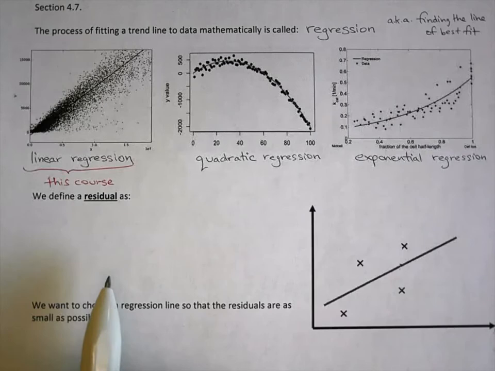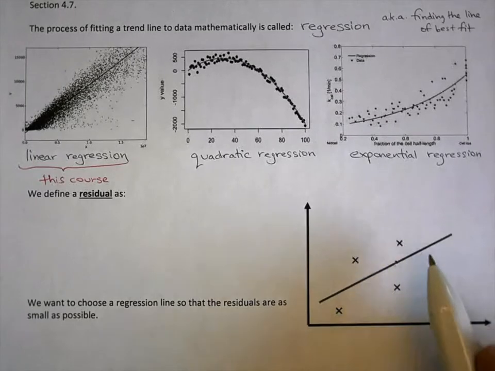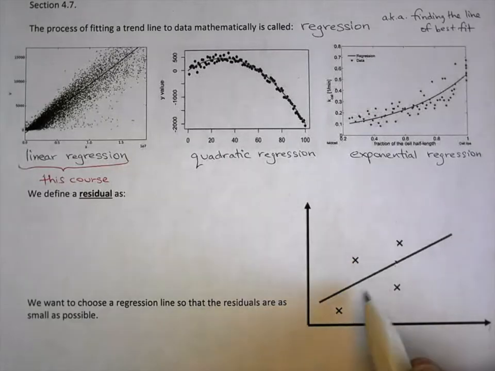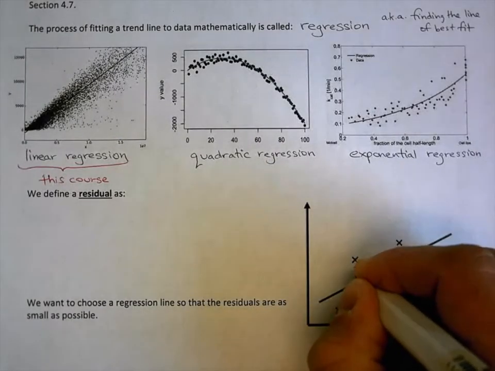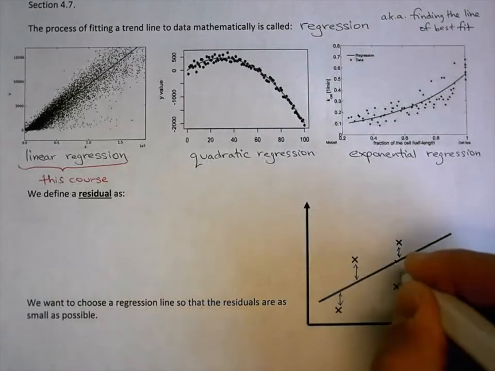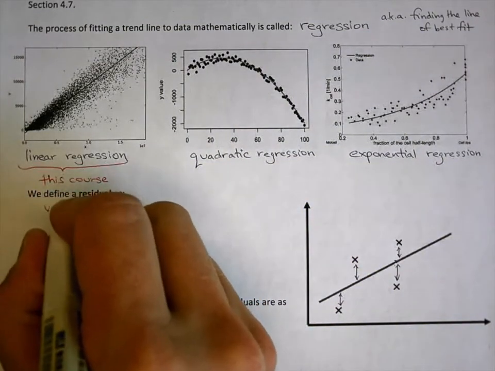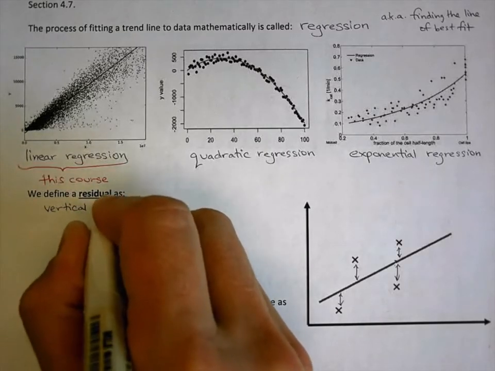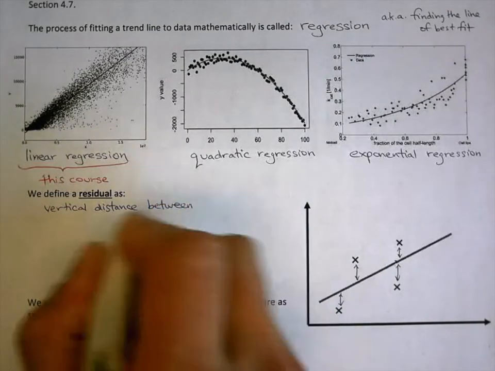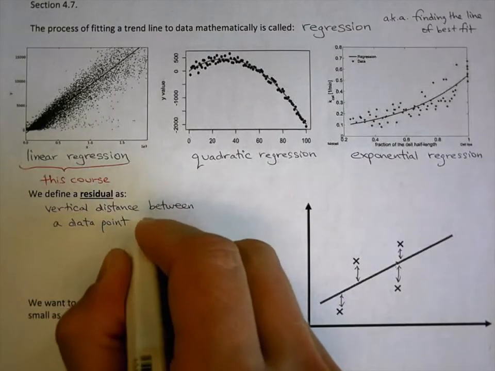Let's look at the line. These are some data points, and here's the true line of best fit. Look how each point is a certain distance from the line. I can figure out how far each of them is from the line. That distance is called the residual. A residual is defined as the vertical distance between a data point and the regression line.